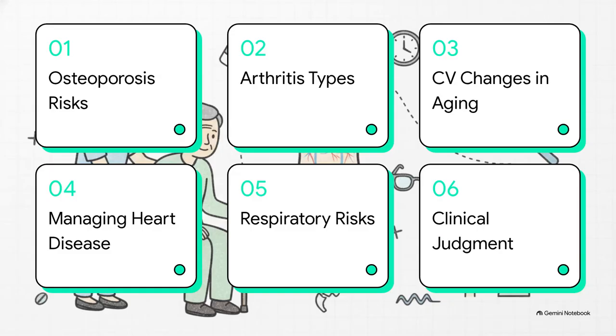All right, let's quickly run through our systems check agenda for today. We've got osteoporosis, risks and remedies, then arthritis, breaking down types. Next is cardiovascular changes in aging, followed by managing heart disease. Then we'll hit respiratory risks and pneumonia, and wrap it all up with clinical judgment in action.